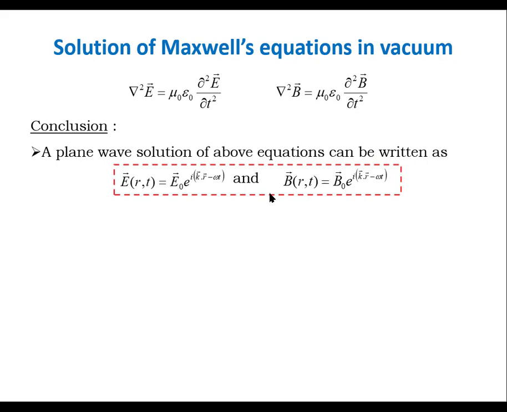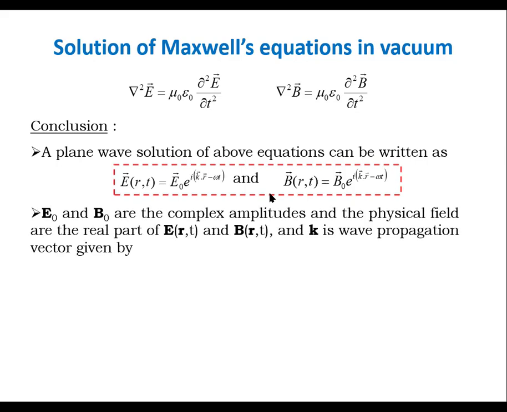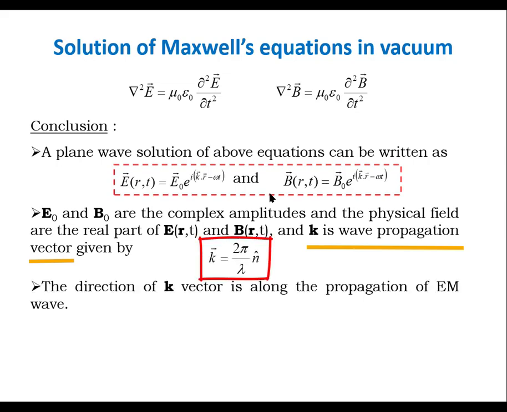The solutions can be written as these, which are the wave solutions. Here, E0 and B0 are complex quantities and the physical fields are the real part of E and B as a function of position and time. And K is known as the wave propagation vector given by this. The direction of the K vector is along the propagation of the electromagnetic wave.